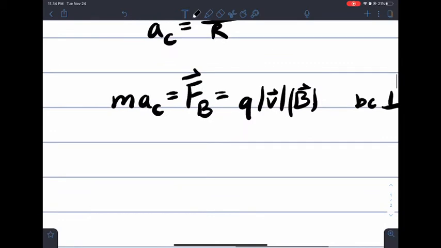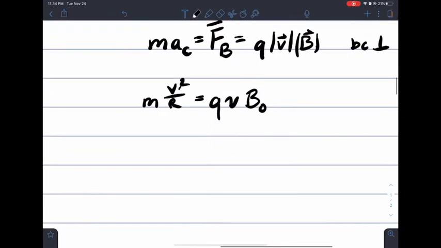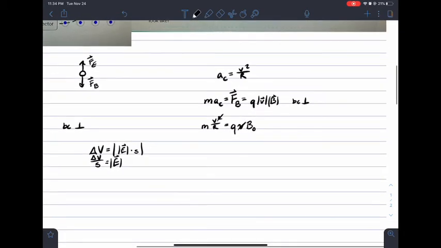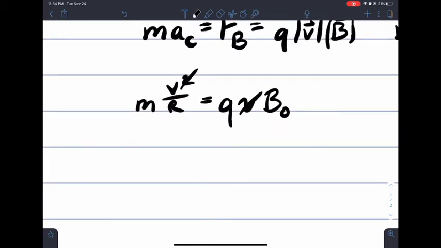From this, the next step is to replace the acceleration with what we calculated above, which would be v squared over r, which gives you that this is equal to the charge times the speed and magnetic field. From here, you can cancel out one of the v's, and then it just involves rearranging for the m, since that's what the question asked for. So the mass is equal to the charge times the magnetic field times the radius divided by the speed.